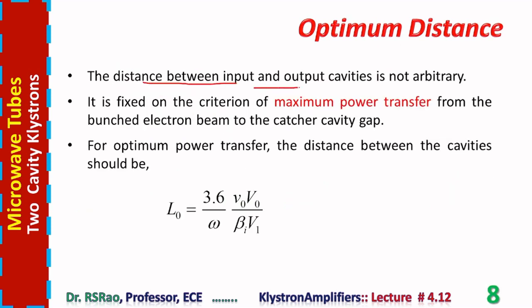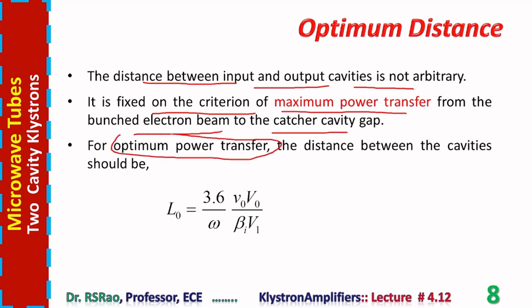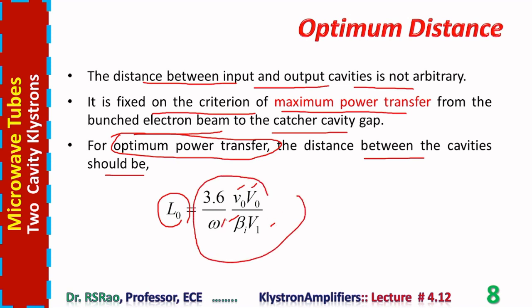The distance between the input and output cavities is not arbitrary. It is fixed on the criterion of maximum power transfer from the bunched electron beam to the catcher cavity gap. For optimum power transfer, the distance between the cavities, indicated by L0, should be 3.6 V0 by omega times beta i V1. Now we know the meaning of all the symbols. Omega is the angular frequency. V0 is the velocity to which electrons are accelerated. V0 is the accelerating voltage. Beta i is the beam coupling quotient of the input cavity. V1 is the amplitude of the grid gap signal voltage.